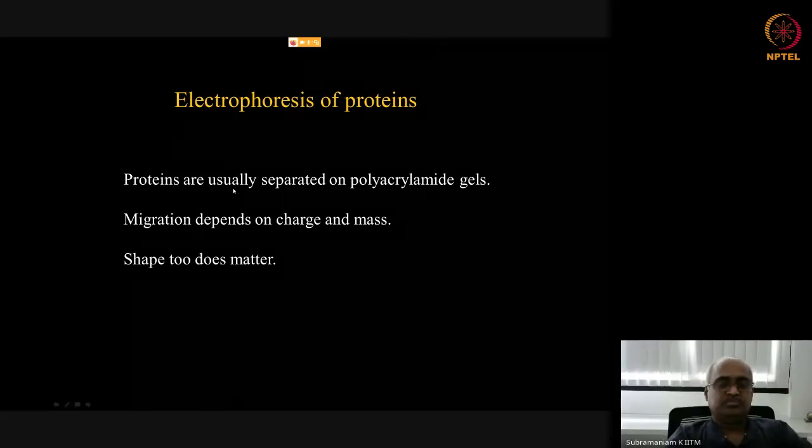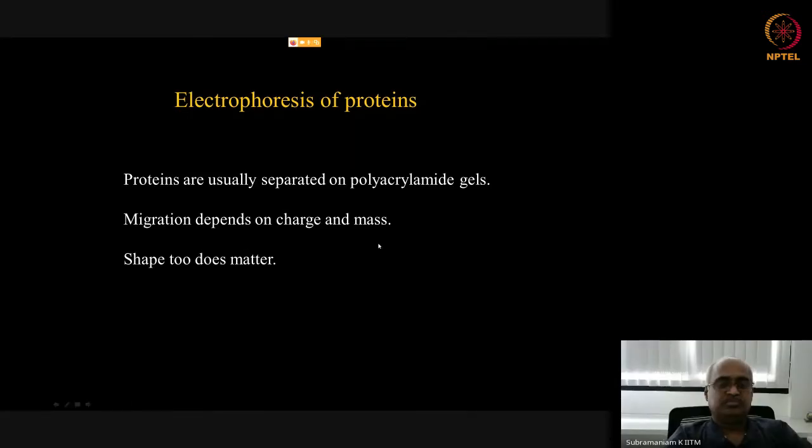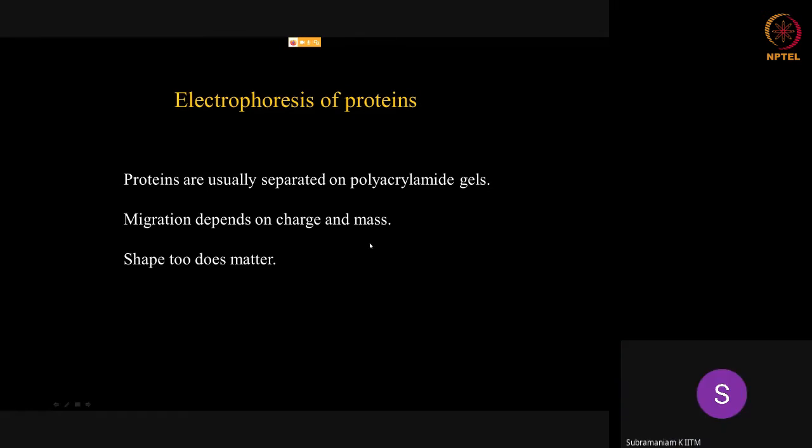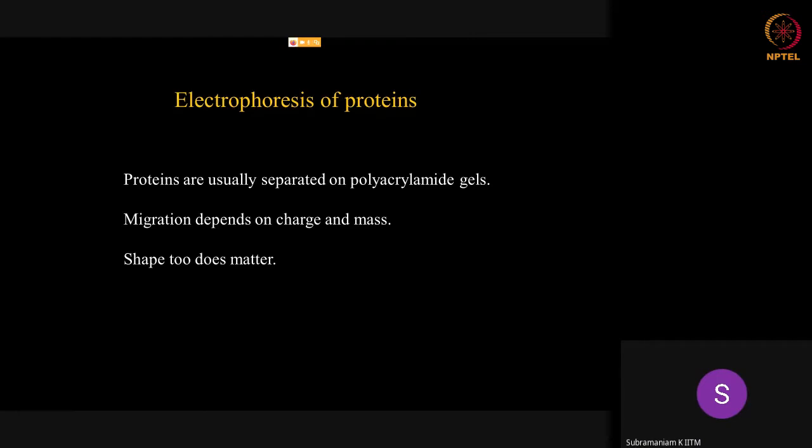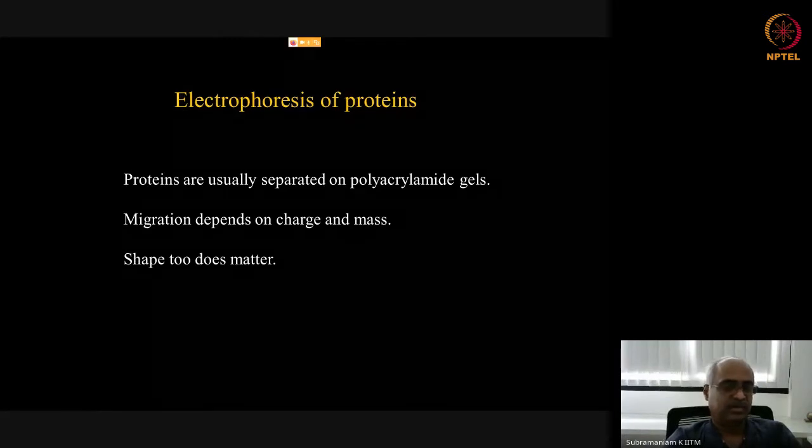And here the primary property that separates the mixture of proteins into individual proteins is variations in the migration, which depends on charge and mass. So what is the net charge on a given protein and how it compares with the rest of the proteins in that mixture, as well as its molecular mass compared to the rest of the proteins. These two properties determine the rate of migration through the gel upon application of electric charge.